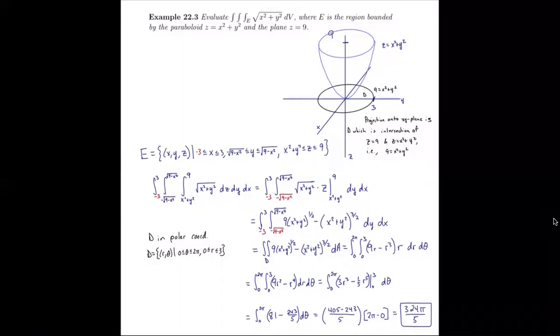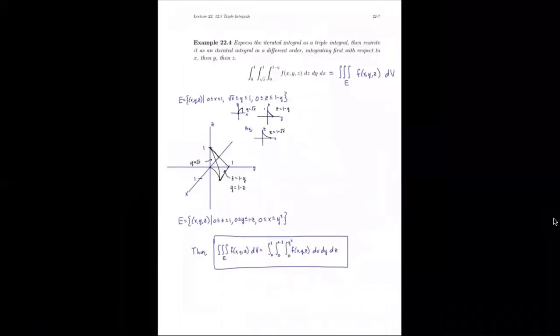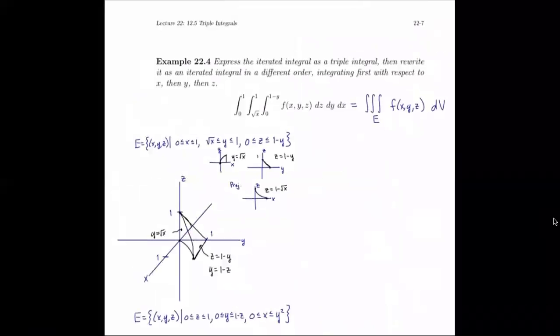Okay, so we have two more examples to consider, and the first of which is probably one of the hardest types of problems in this section. And really what it's pointing out to us is the difficulty of setting up one of these integrals. Now they ask us in this example to express the iterated integral, this is the iterated integral that we're given, as a triple integral, and then as an iterated integral in a different order, integrating with respect to x, then y, then z. What we're given is one that's integrated with respect to z, then y, then x. We want to switch that to x, then y, then z.